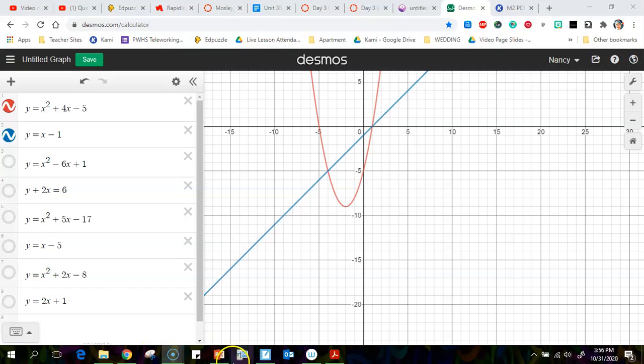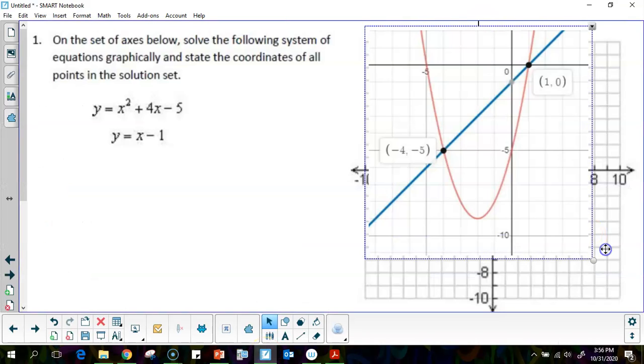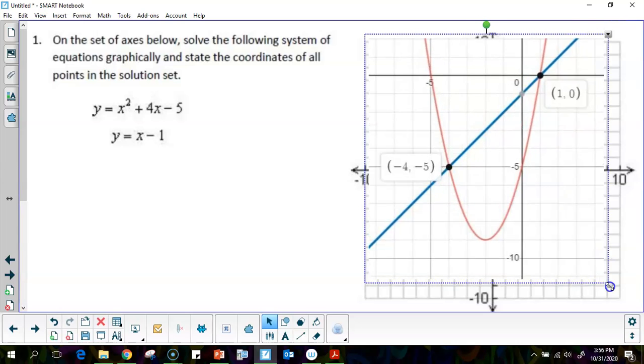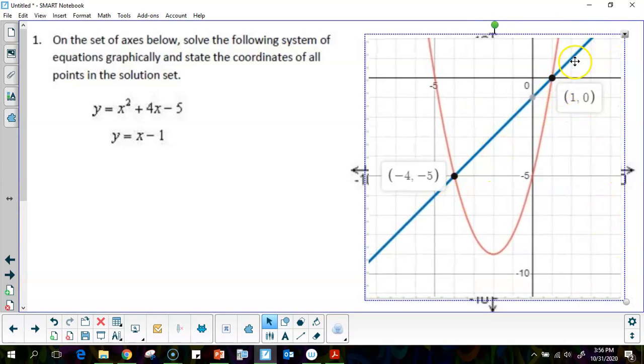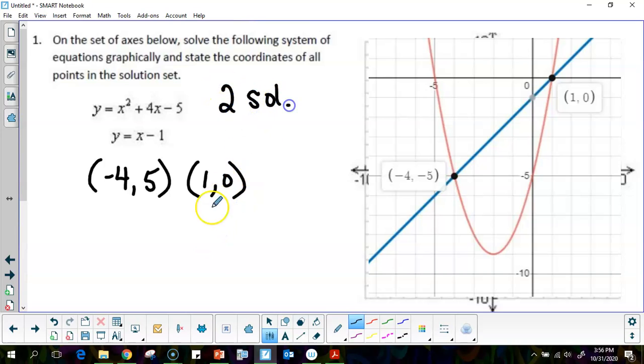So let's go back over here, and I'm going to make this visible here. So this is that same graph, and I have the ordered pairs marked. So this one has 2 solutions, and they are at (-4, 5) and (1, 0). That's it. 2 solutions, and those are the ordered pairs where the solutions are. And that's all we're going to do with these.